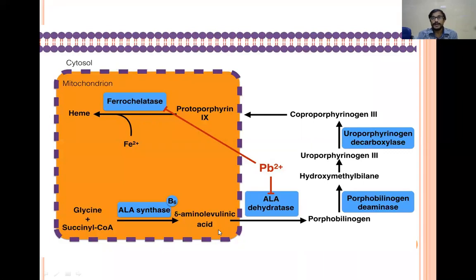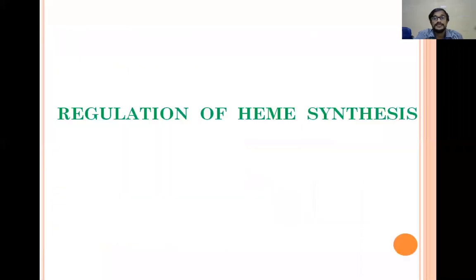Okay, so some parts occur in the cytoplasm and some parts occur in the mitochondria, because some enzymes are present in the cytoplasm and some enzymes are present in the mitochondria. So that is very important in case of heme synthesis.